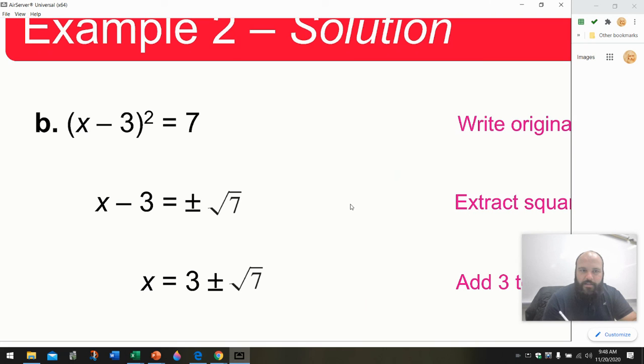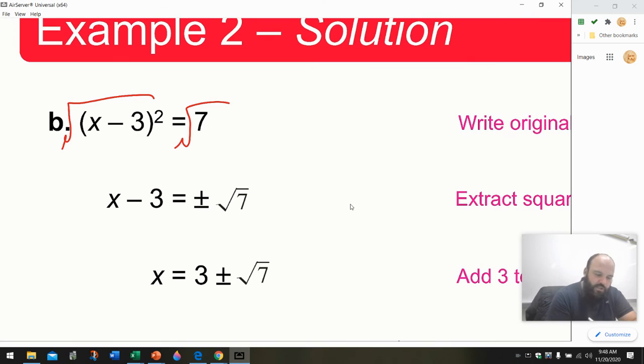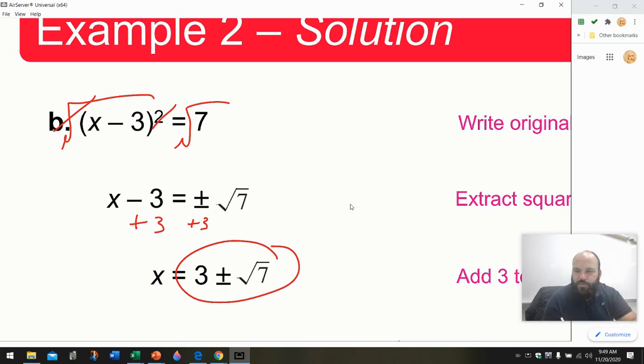And when I do that, you will see that the square root cancels the square. And on the right-hand side, we need to include the plus or minus. So we ended up with x minus 3 equals plus or minus the square root of 7. The last step to that is to add 3 to both sides. And when I do that, I end up with 3 plus or minus root 7.